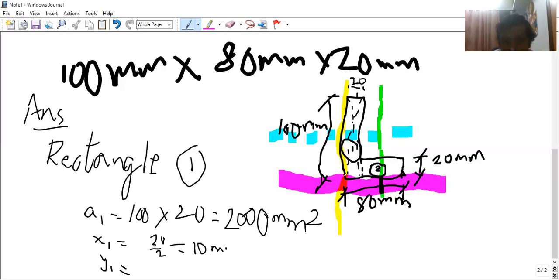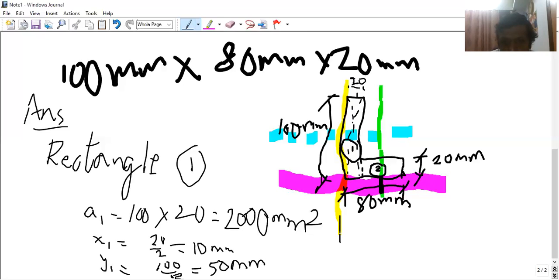In the same way, for y1 we take this as the reference. How will you move? The same way, with respect to this rectangle only, I'm not talking about rectangle 2. With respect to the x-axis we move up, so y1 will be 100 by 2, which is equal to 50 mm. That is very, very important. That is with respect to the area, x1 and y1.